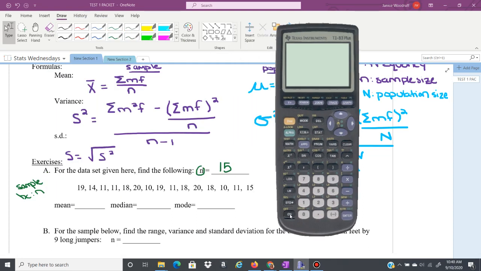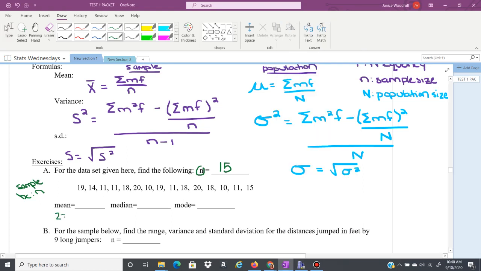So I'm going to pull up the calculator. And for the mean, let's go ahead and add everything together. So I'm just going to type these in: 20, 10, 19, 11, 18, 20, 18, 10, 11, and 15. All right, so I add them all together, I get 225. So the mean is going to be 225 divided by 15. The sum of all of my values divided by the sample size, and that should give me 15.